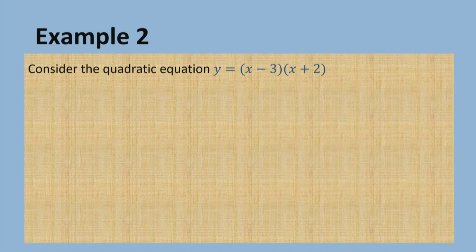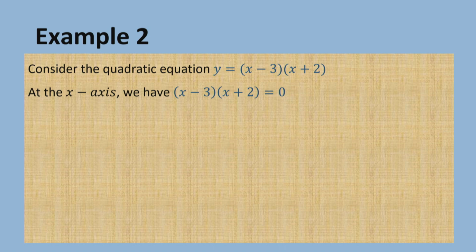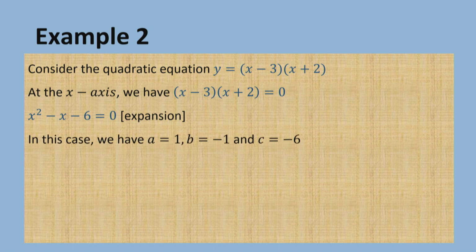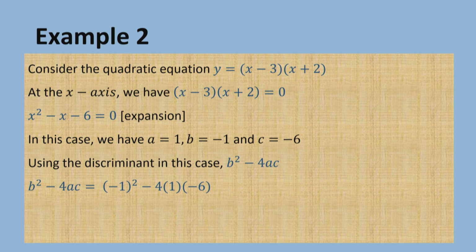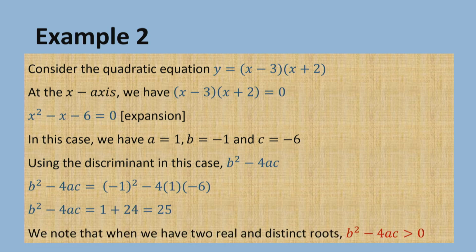Now, if we consider the same equation, that is y equal to bracket x minus 3 close bracket, bracket x plus 2, at the x-axis we know that y equal to 0. When we expand it, we are going to get x squared minus x minus 6 equal to 0. So here, a will be equal to 1, b equal to negative 1, and c equal to negative 6. Right, if we use the discriminant, b squared minus 4ac, you just need to replace the values of a, b, and c. So that will be minus 1 to the square. Remember to put the brackets. Minus 4 times 1 times negative 6. So that's 1 plus 24, which is 25. What can we say? Well, we can say that when we have two real and distinct roots, b squared minus 4ac should be greater than 0.